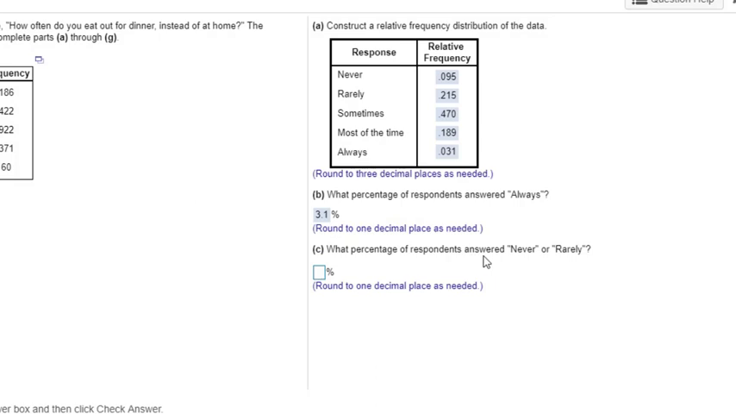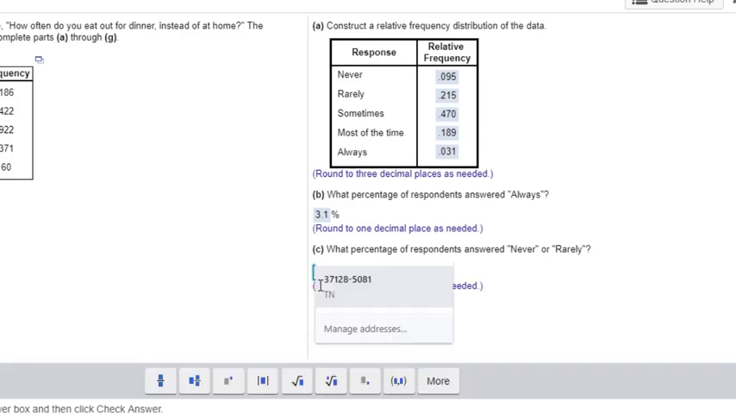What percentage of the respondents answered never or rarely? So now I need to add these two together, and I'll get 0.310 or 31%.